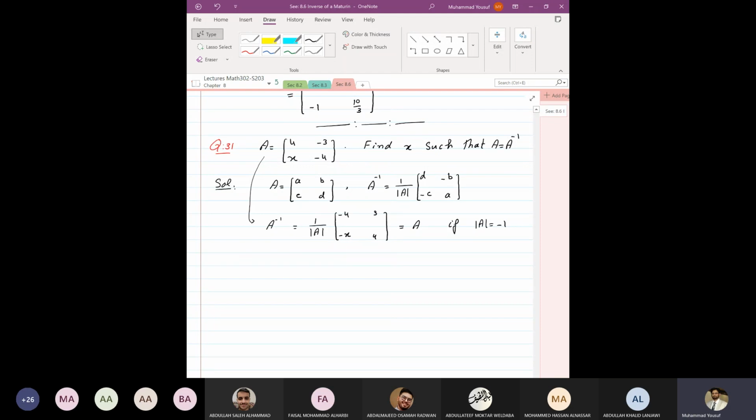And second thing is you need to find x. So of course, what is the determinant of this matrix? Negative 16 plus 3x. And we put this equal to negative 1. So 3x is equal to 15. x is equal to 5.